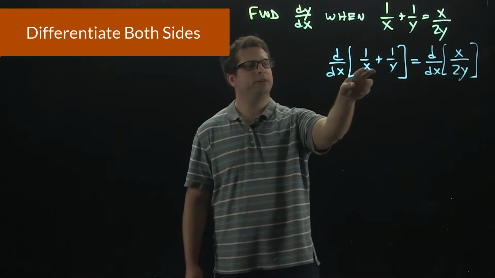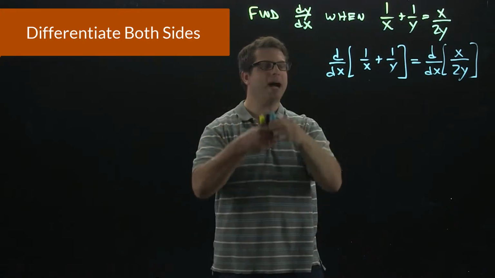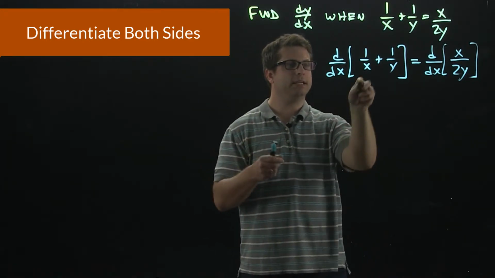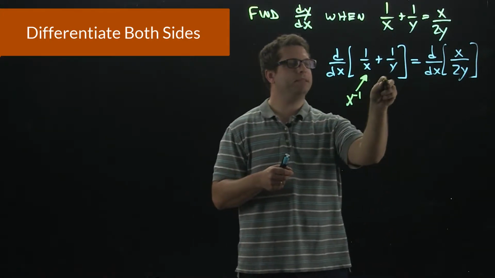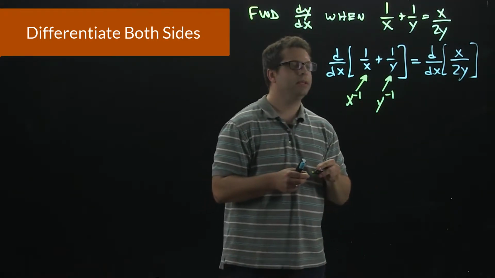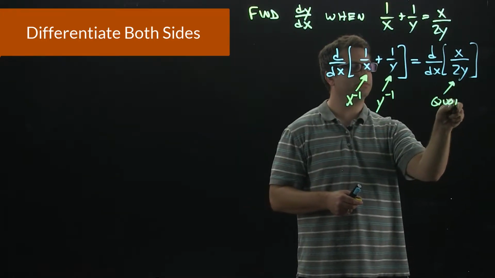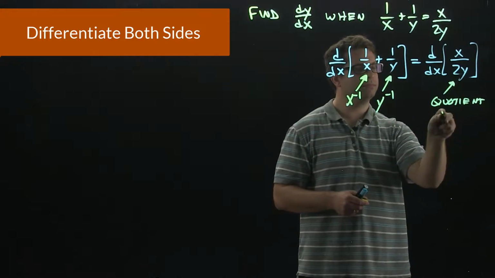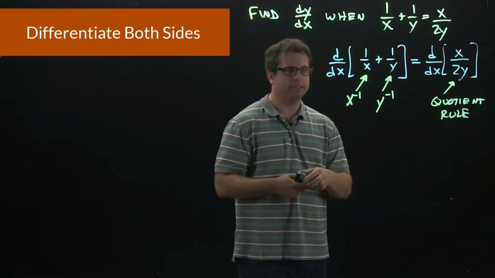Now, anytime we differentiate a function like this, I do want to write it as x to a power. So this I'm going to rewrite as x to the negative 1. The same thing is going to happen here, where I'm going to write that as y to the negative 1. And over here, I am going to have to do the quotient rule. Okay, so now that I have an idea of what I'm doing, let's start this problem.